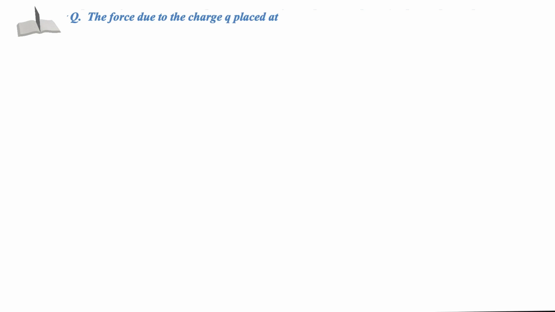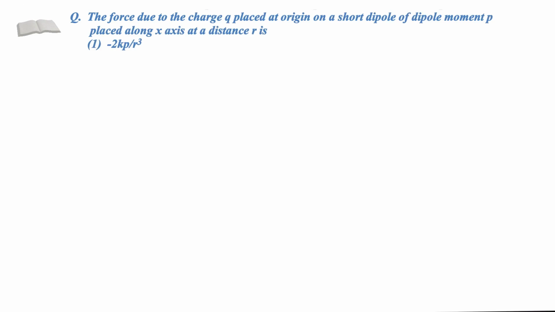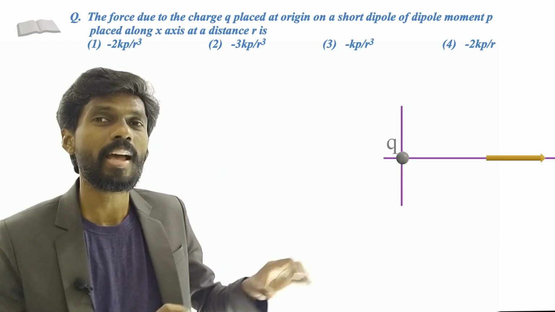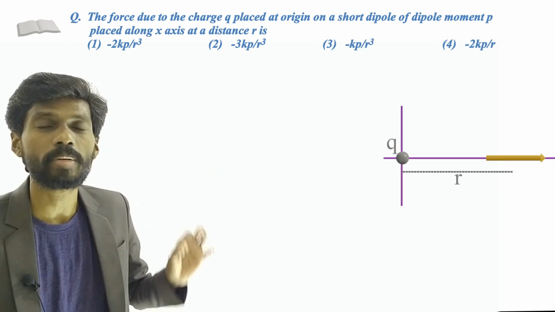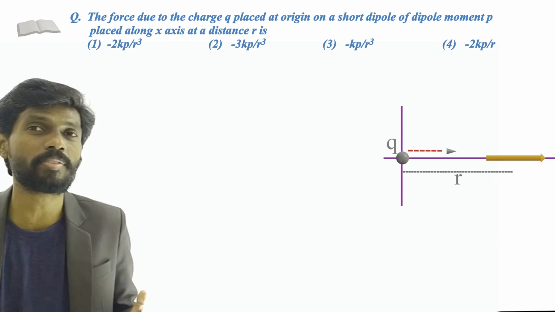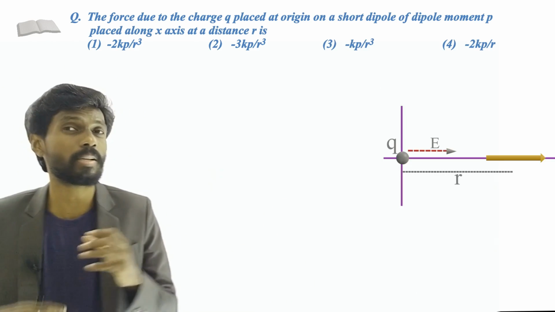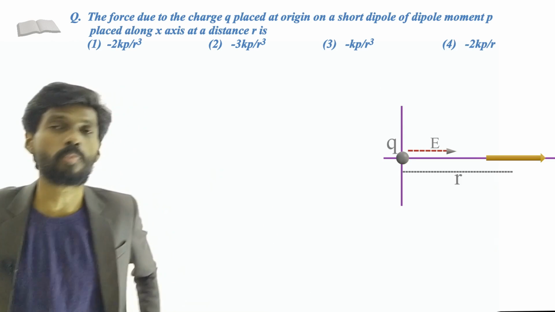The force due to the charge q placed at origin on a short dipole of dipole moment p placed along x-axis at a distance r is. Here we have a dipole along the x-axis and there is a charge q placed at origin. Due to this charge there will be some electric field, and due to this electric field there will be some force on the dipole, and that force is what we need to find.